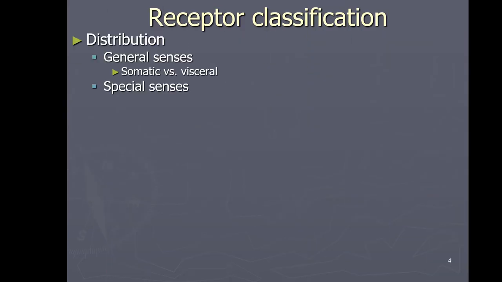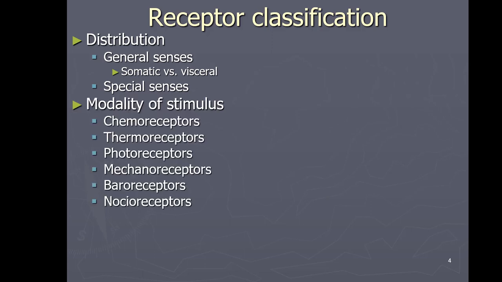The classification of receptors, you can divide them into general versus special senses. And we'll basically talk in detail about the special senses, so there's not a whole lot else to say right here. But the other thing is just modality of stimulus. So chemoreceptors respond to chemical stimuli. Thermoreceptors respond to temperature.